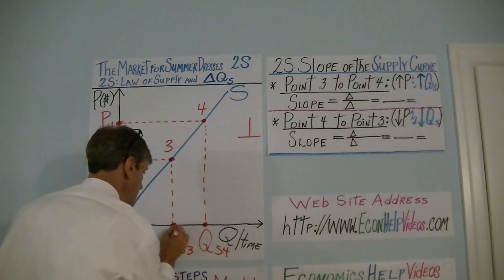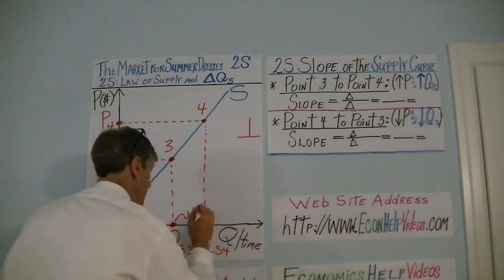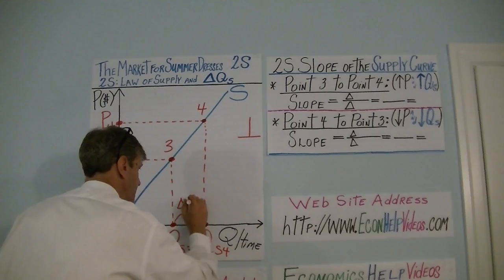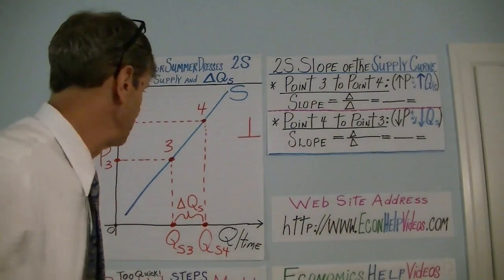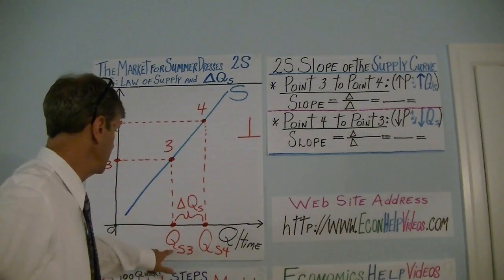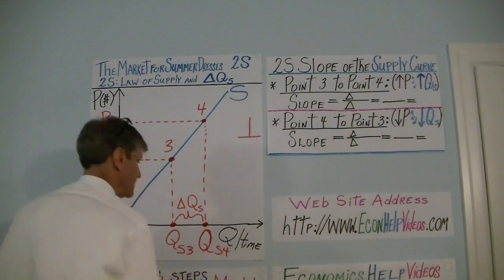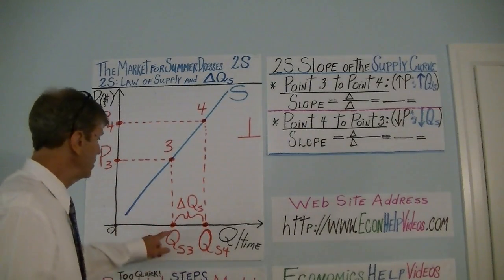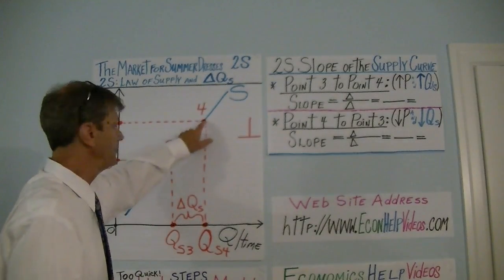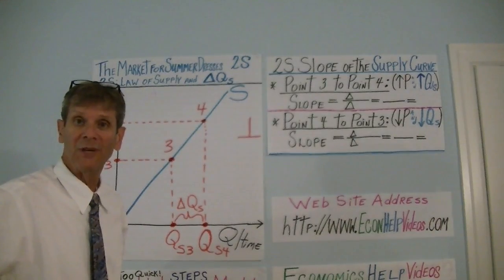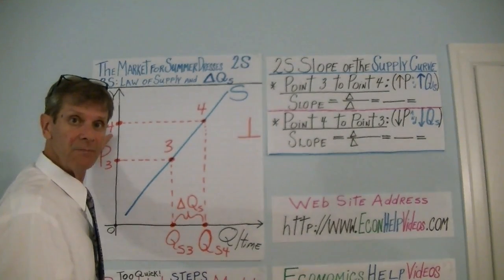Now, moving from QS3 to QS4, we'll jump right into it. That is a change in quantity supply. Okay, right? So there's a change in quantity supply, QS3 to QS4. Now, the only way we can go from QS3 to QS4 is if we go from point 3 to point 4. The only way we can go from point 3 to point 4 is if the price changes from P3 to P4. Does that make sense?